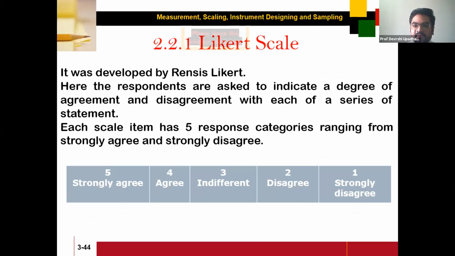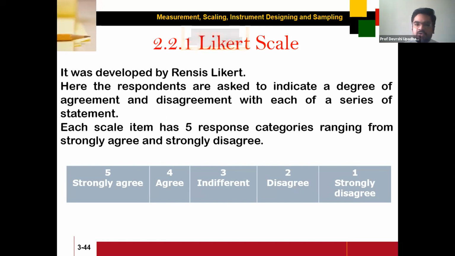Next, one of the most widely used by researchers, one of the most admired, most liked, and most trending among students, from graduation to researchers, is called the Likert scale, developed by Rensis Likert. Here the respondents are asked to indicate a degree of agreement or disagreement with each of a series of statements.